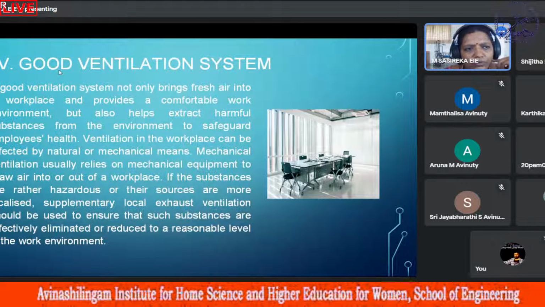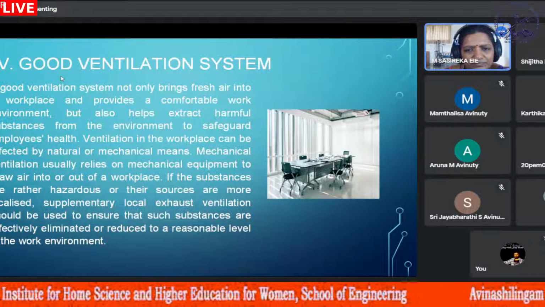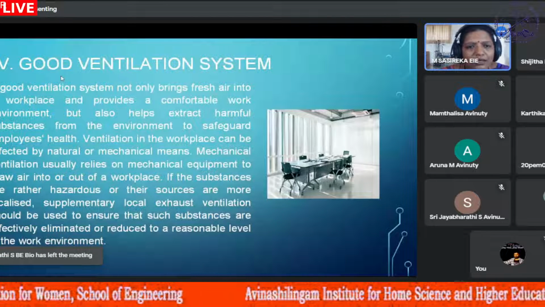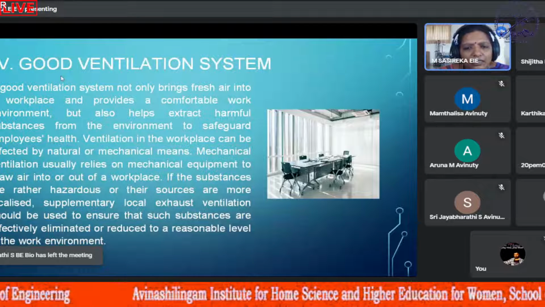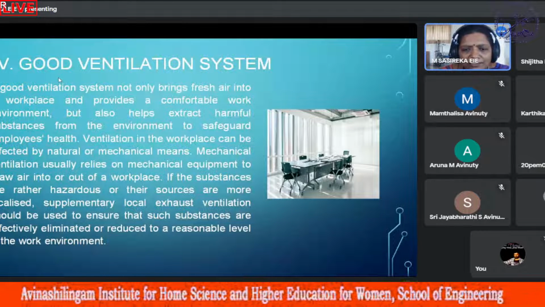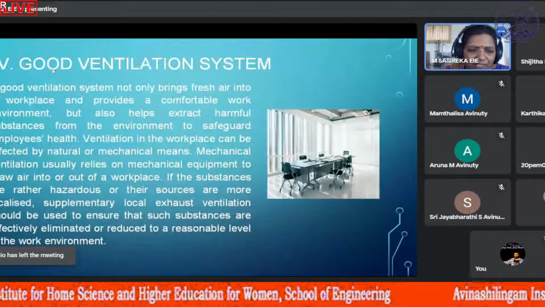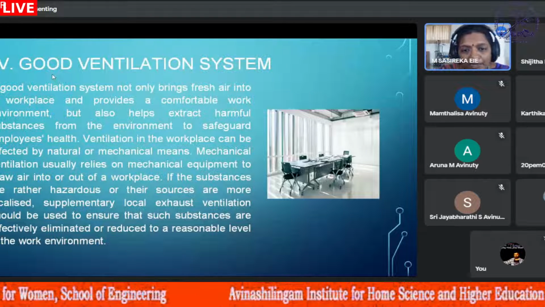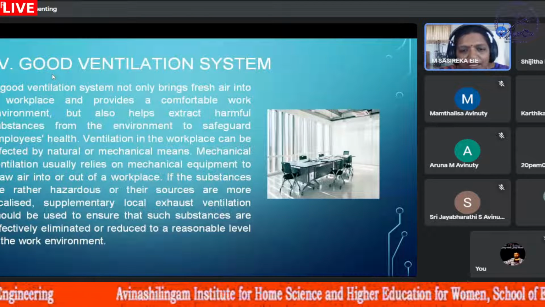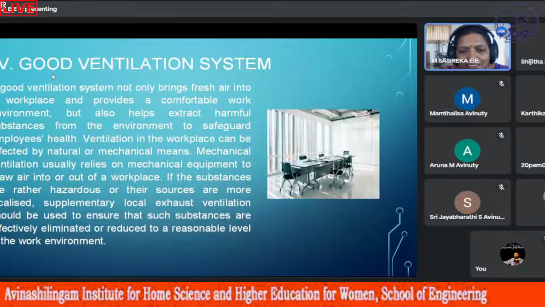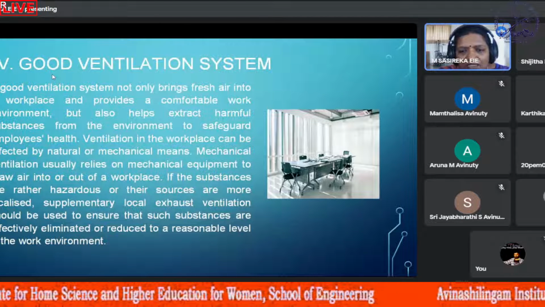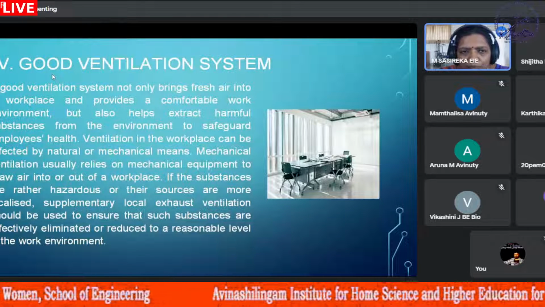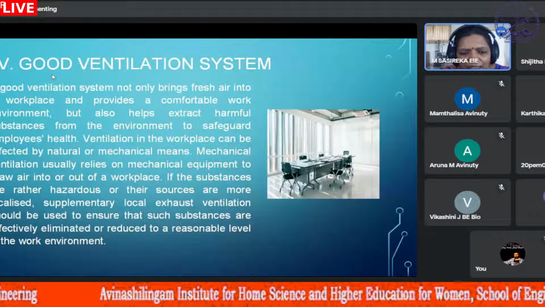The fourth one is the good ventilation system. If we are provided with proper ventilation, it will avoid the hazards, and it also makes the environment comfortable. For example, if you are in a seminar hall in a closed environment for a longer period, that will create some headaches. If you breathe in the natural air for some time, your headache will be relieved. So such good ventilation will create good health.